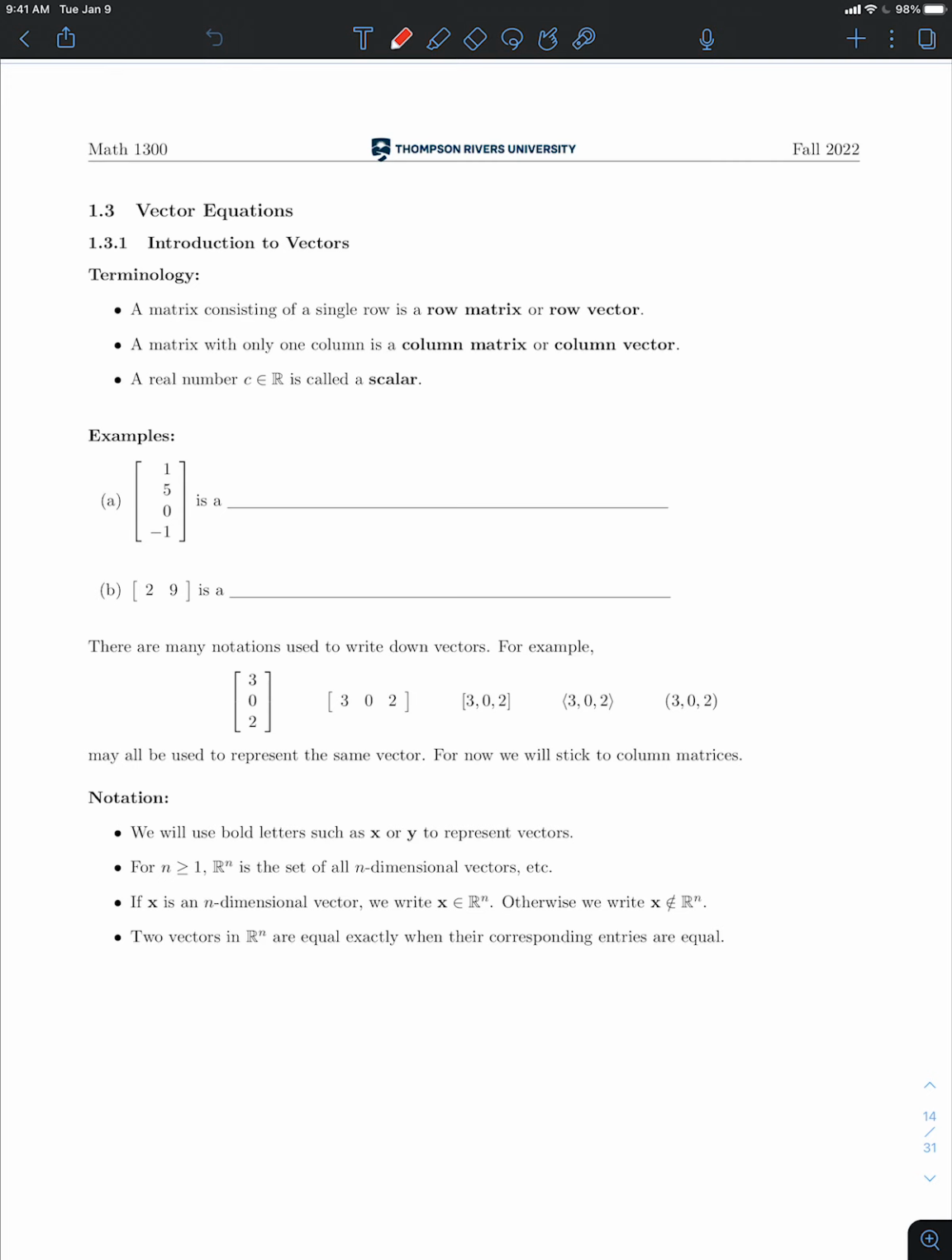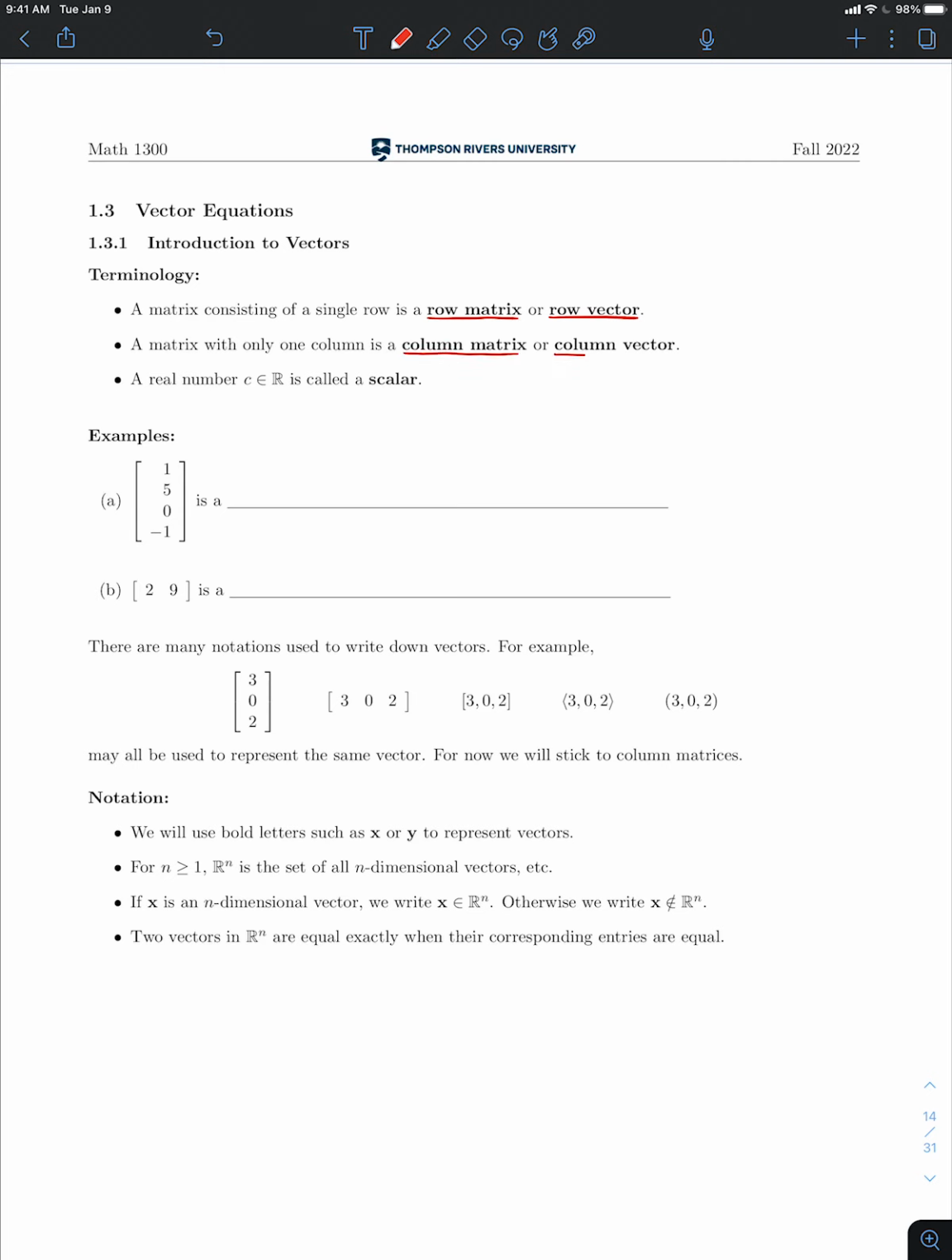So we'll start by introducing some terminology. One way to precisely define a vector is just to define it as a matrix that has only a single row or a single column. If you have a matrix that has only a single row, then we call it a row matrix or a row vector. And if you have a matrix that has only one column, then you call that a column matrix, or similarly, a column vector.